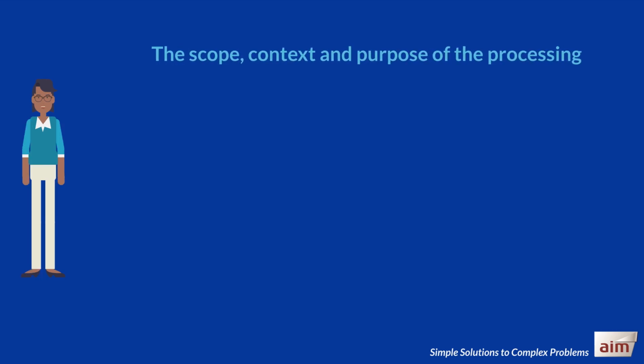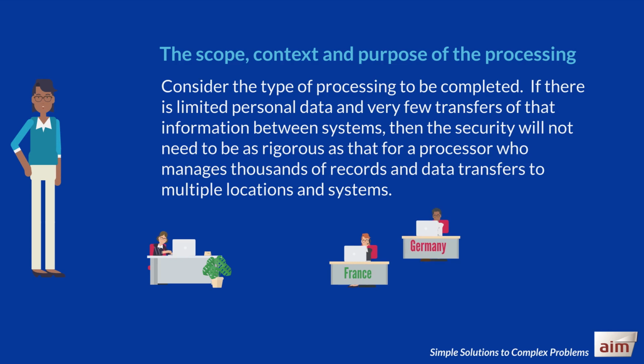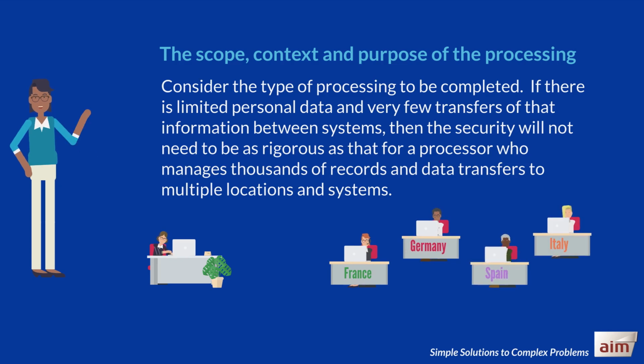The scope, context and purpose of the processing. Consider the type of processing to be completed. If there is limited personal data and very few transfers of that information between systems, then the security will not need to be as rigorous as that for a processor who manages thousands of records and data transfers to multiple locations and systems.